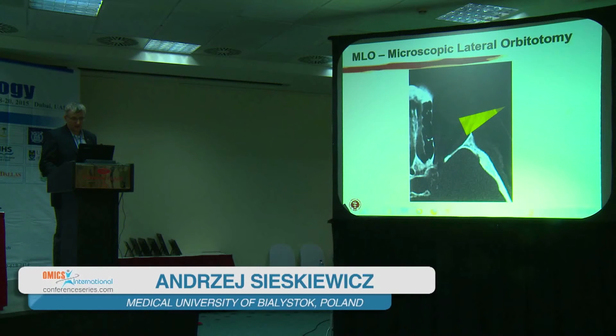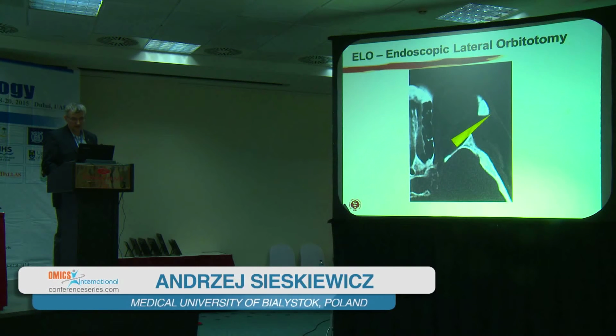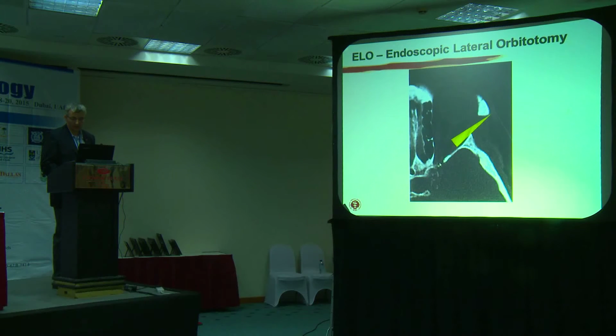In the endoscopic modification, we create a narrow tunnel that enables us to insert the endoscope along the posterior wall of the orbit. We can go to the orbital tip as well. We can look more anteriorly. We can also use angled optics to look at the eyeglobe.